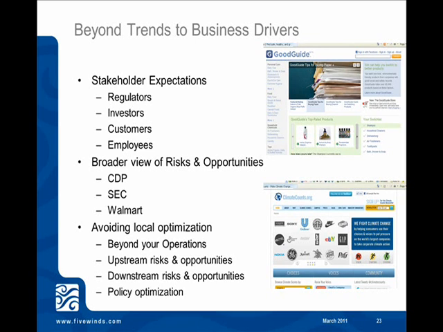And certainly, Walmart is involved in understanding some risks and opportunities in its own supply chain. And I think stepping back even a bit from that, this is all about avoiding local optimization. You have to look beyond your own operations into your upstream footprint, your supply chain. What are the risks and opportunities in your supply chain? What are the risks and opportunities associated with the use of your product in the use phase? And then even outside of your own value chain, in the policy environment that you operate in, what are the risks and opportunities there? Clearly, it's important to be at the table.